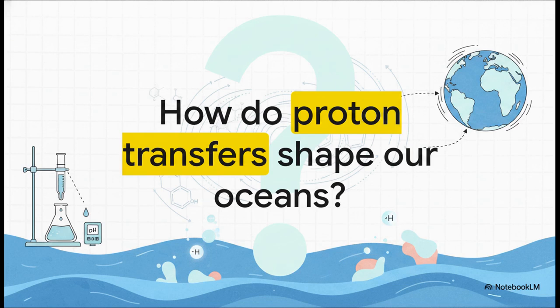So I'll leave you with this. How do these microscopic proton transfers, these tiny little chemical games of catch, shape everything from standard laboratory titrations to the delicate balance of our entire ocean ecosystem? It's a fascinating reminder of how the micro dictates the macro.